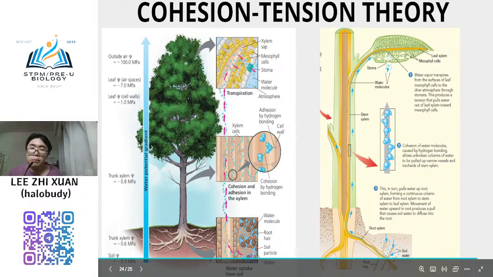So we will proceed to translocation, the last topic for this chapter, and then later we will enter the next chapter, chapter 9.